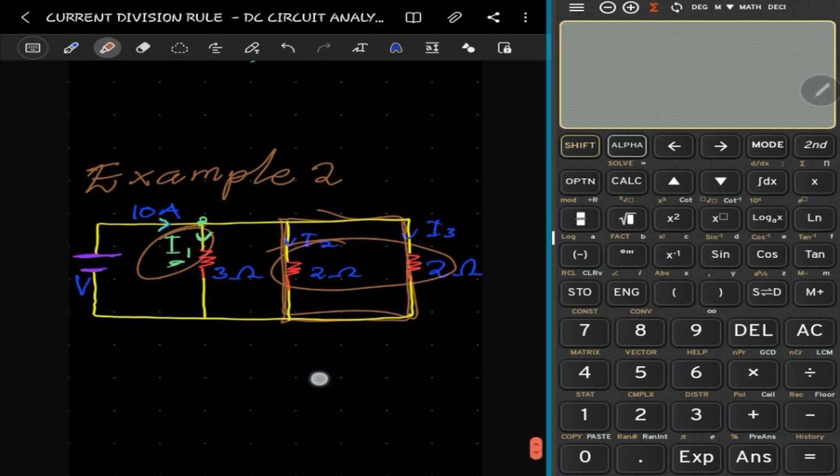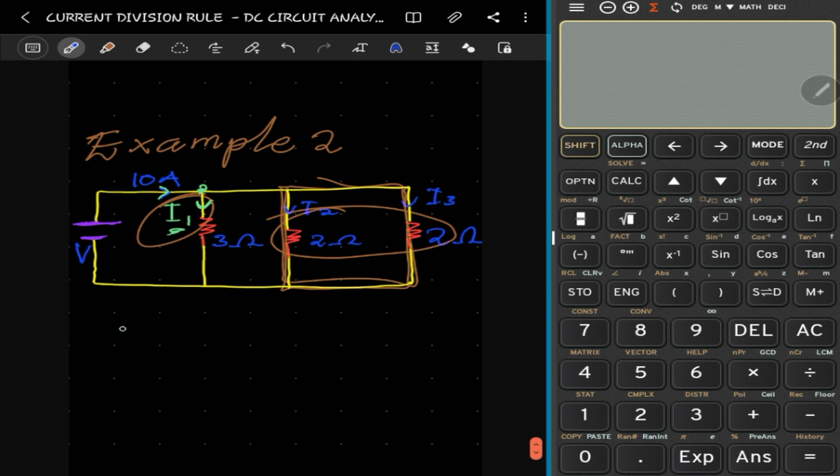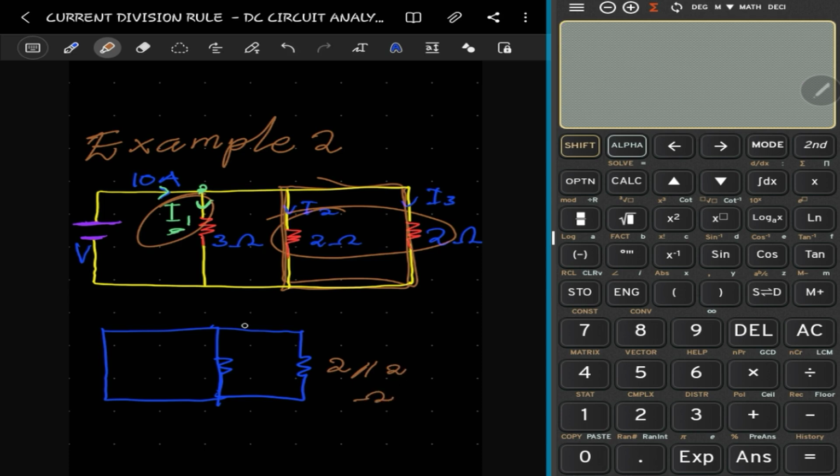So let's see. This circuit here is simplified to something of this sort. We have this, just using this blue. So we have just this here, and we have just this here. This will be this 2 in parallel with this 2 ohms, right? And here we have this 3 ohms, right? Here with the voltage source, right? So this is how to simplify it.